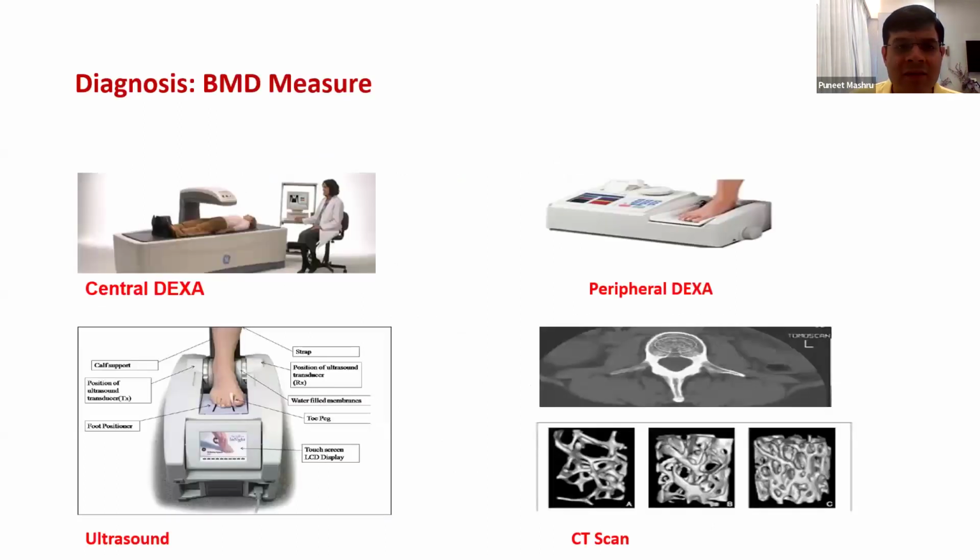So we diagnose osteoporosis, as I told you, based on the DEXA scan. We have a central DEXA. We also have something known as QCT. Based on these scores, if they're minus 2.5 or less, we can diagnose somebody as having osteoporosis. But there are some other devices also that may be used as a surrogate, like the ultrasound or the peripheral DEXAs, but they may not be that reliable.